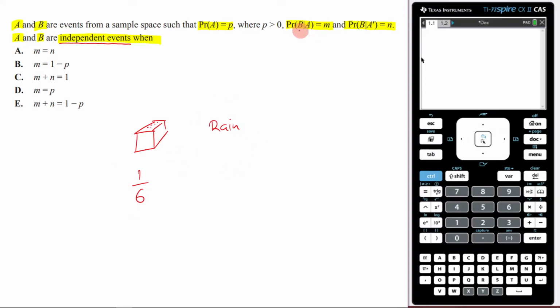So if we keep this example in our minds, the probability of B given A, if these are independent events, is simply going to be the probability of B. So the probability of B is equal to M. To use our example for a second, the probability of rolling a 6, given that it's raining outside, is still 1 in 6. It raining outside has no effect on it at all.